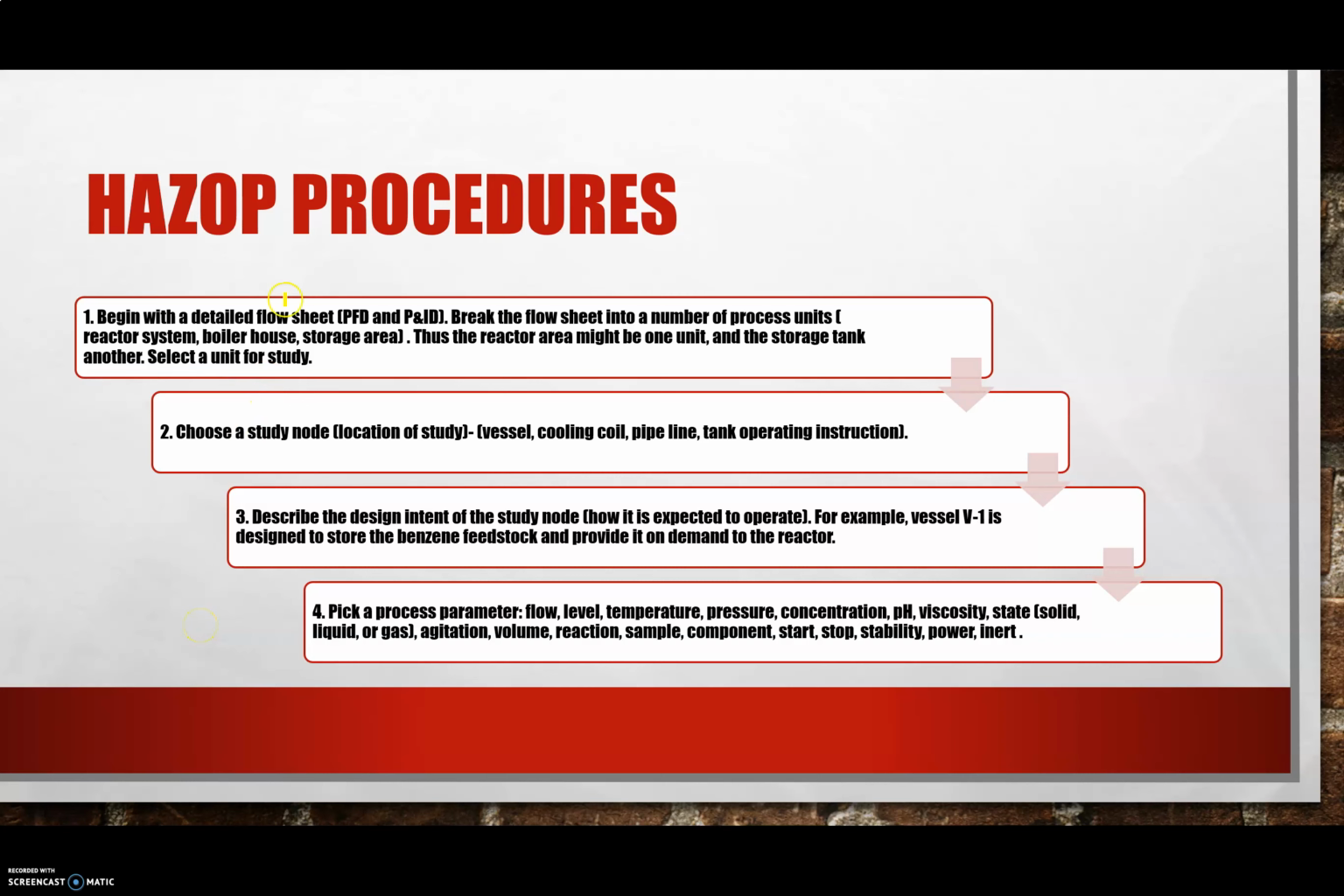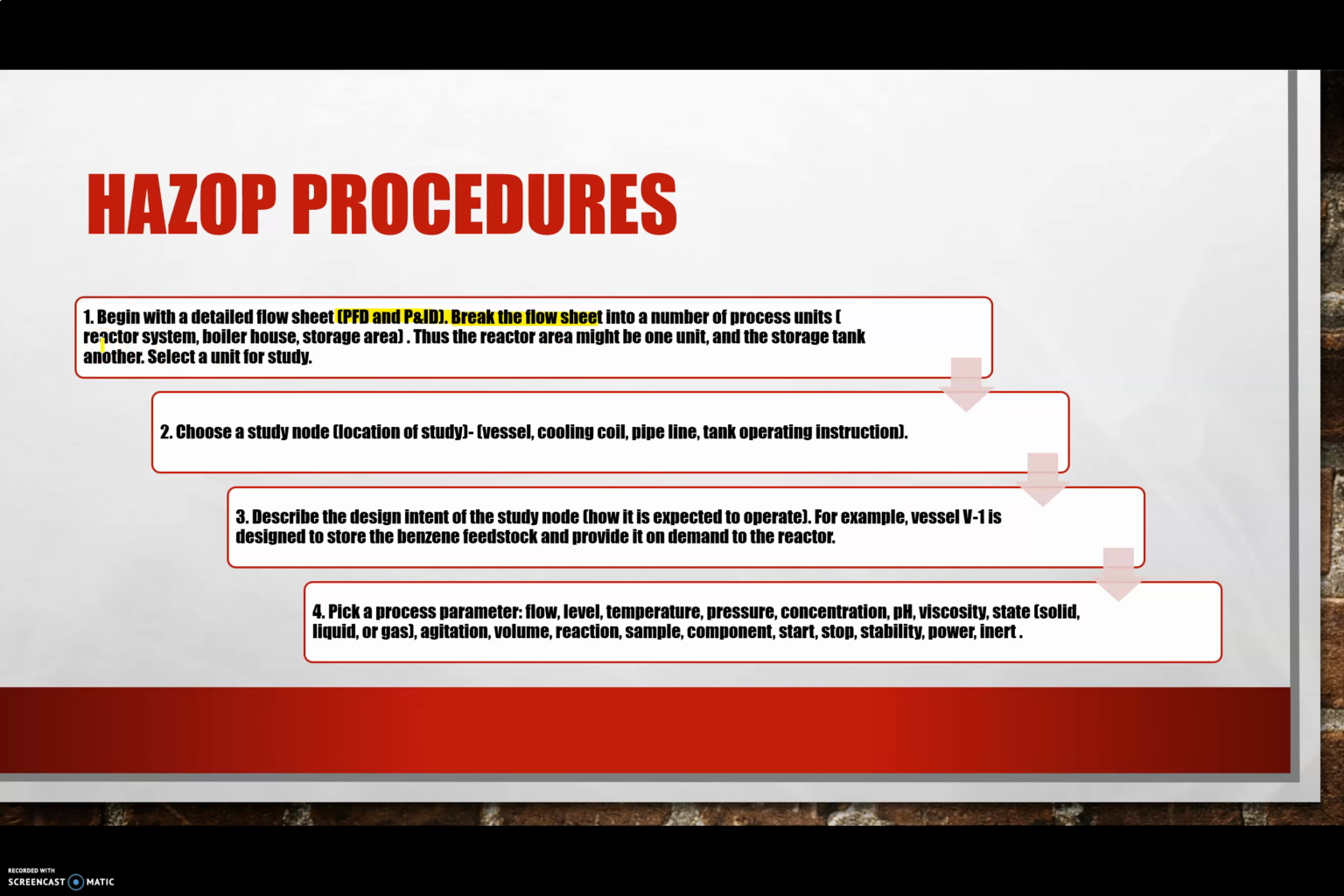HAZOP procedures. There are a few steps for HAZOP procedures. The first one is to begin with the detailed flow sheet, the PFD and PNID. That is why you need your information through your PFD and PNID. From your PFD and PNID, you break the flow sheet into a number of process units.